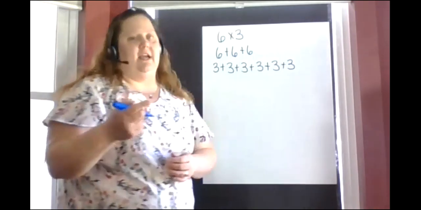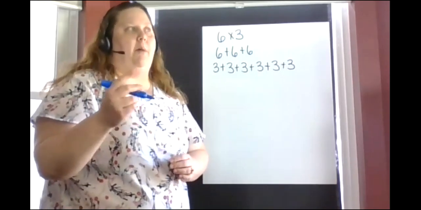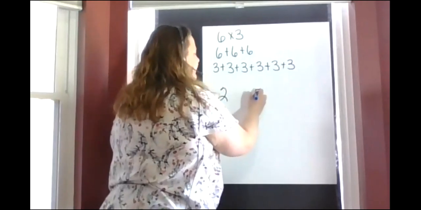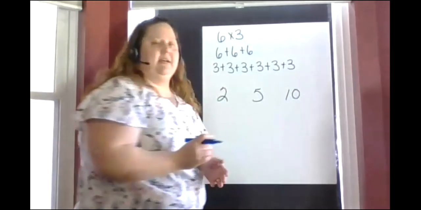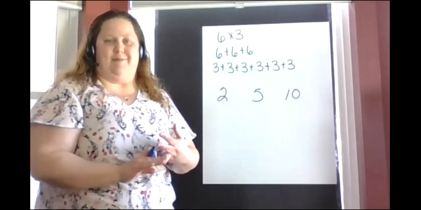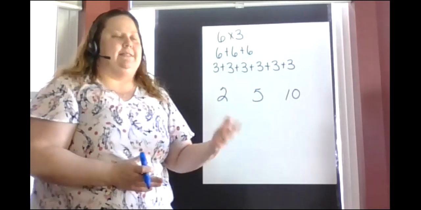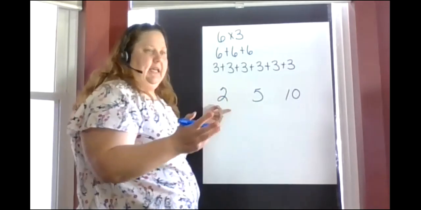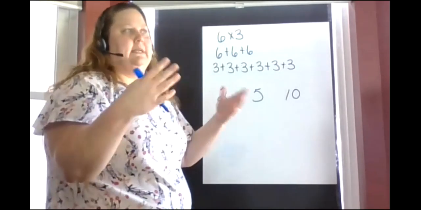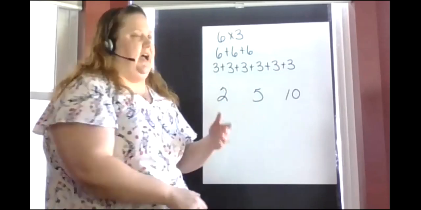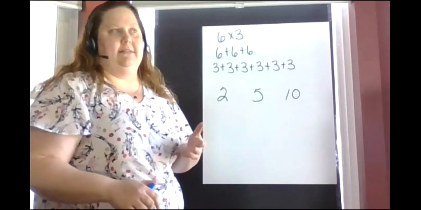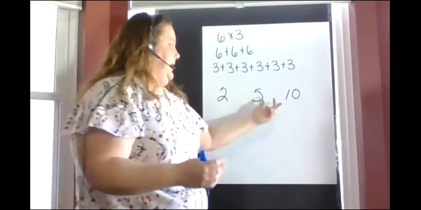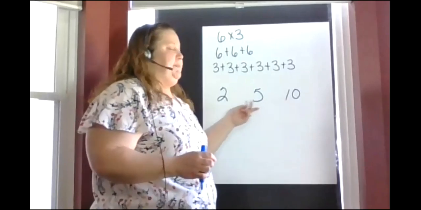And the facts that they actually start to build on, probably the easiest and the quickest, are your 2s, your 5s, and your 10s, because they've been counting by 2s, they've been counting by 5s, and they've been counting by 10s since they were in kindergarten. So they can count out quickly how many 2s it takes to get to whatever number. So if I had 2 times 5, 2, 4, 6, 8, 10, and they can figure that out pretty quickly. By 5s, they're counting by 5s, 10s, they start to learn those patterns pretty quickly.